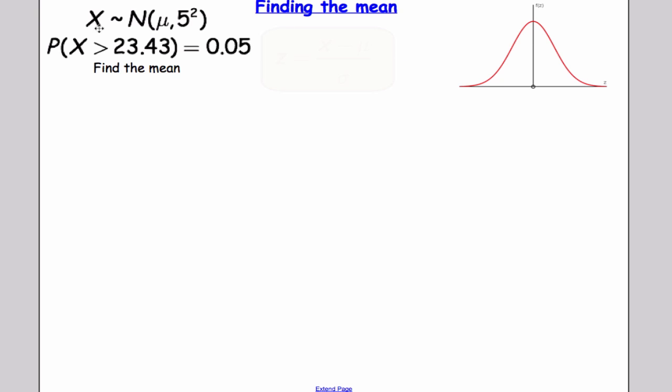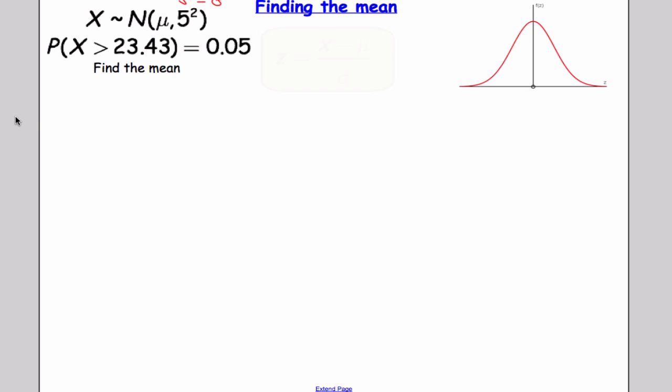Suppose I'm given a random variable x and I'm told it's normally distributed with a mean mu and a variance of 5 squared. That means that the standard deviation in this case is 5. And we're also told that the probability that x is greater than 23.43 is 0.05. We're asked to find the mean.